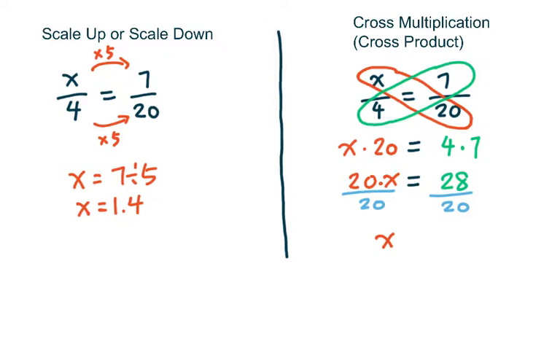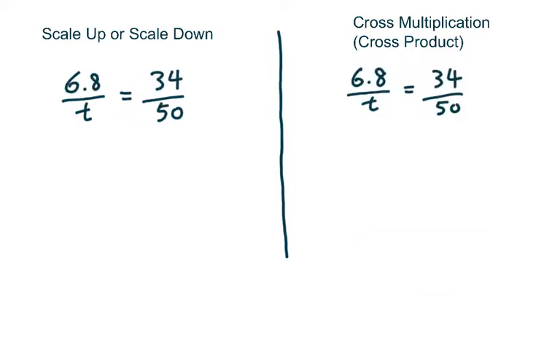So 20 divided by 20 gives us 1. So 1 times x is still x. And 28 divided by 20 is 1.4. So we get the same answer, which is x equals 1.4.